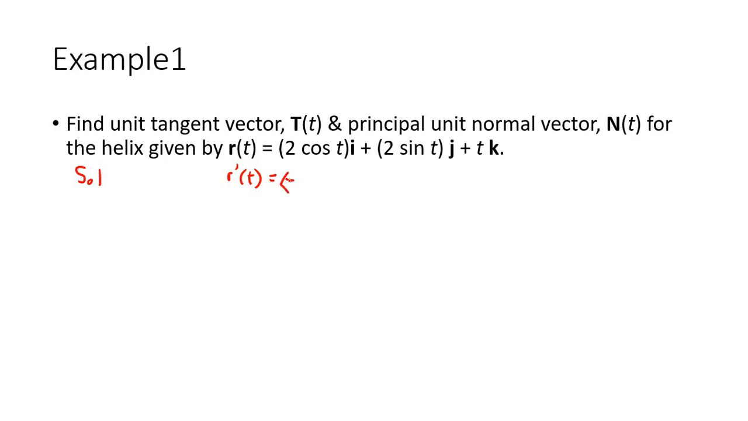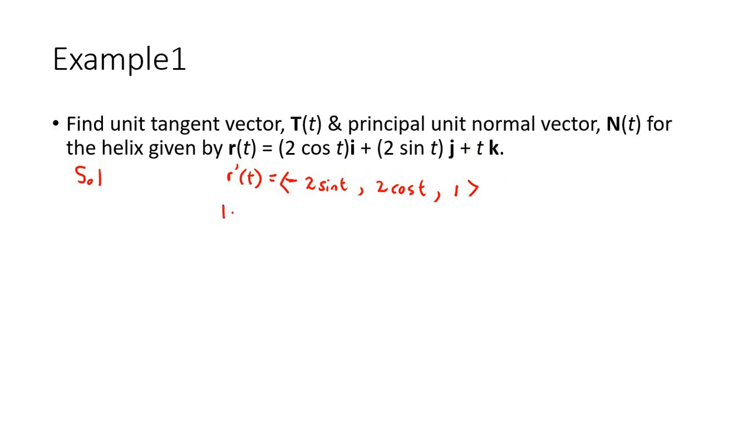This notation is another notation to represent the vector: negative 2 sin t, 2 cos t, 1, in the angle brackets. This stands for component i, component j, and component k. Differentiating with respect to t, this is equivalent to negative 2 sin t i plus 2 cos t j plus 1 k. This is another notation to write a vector.